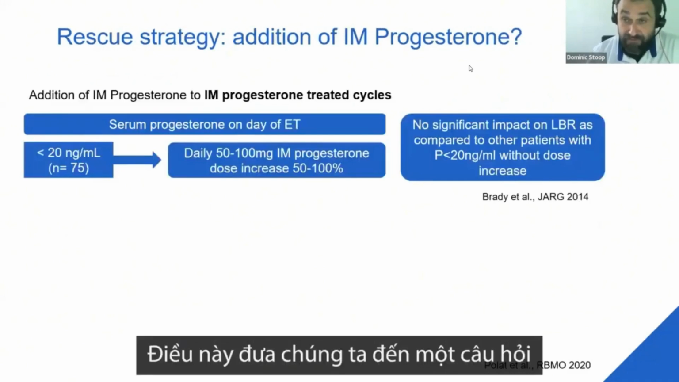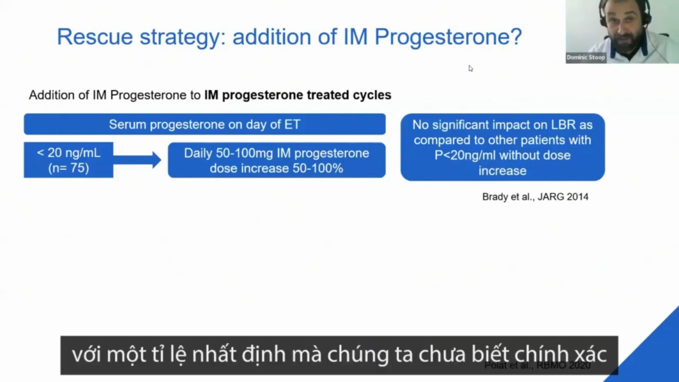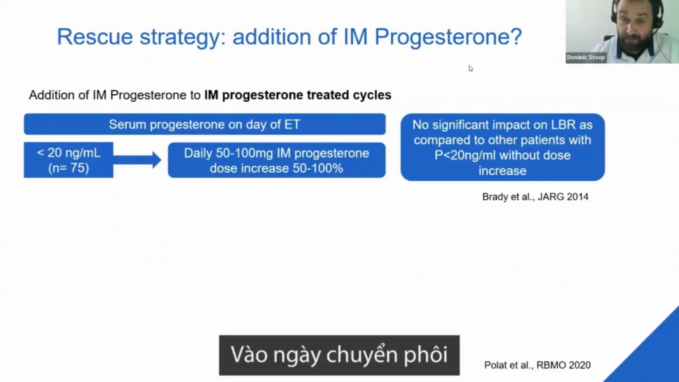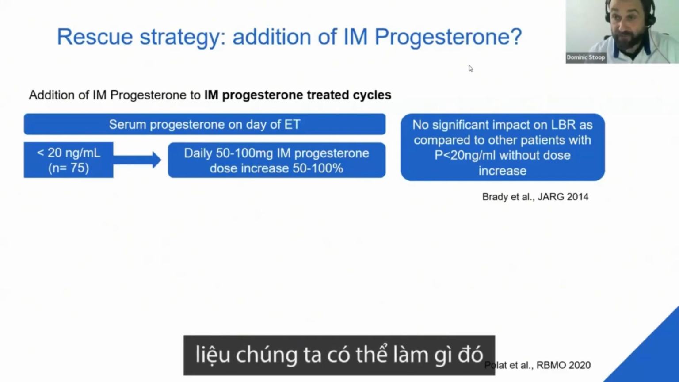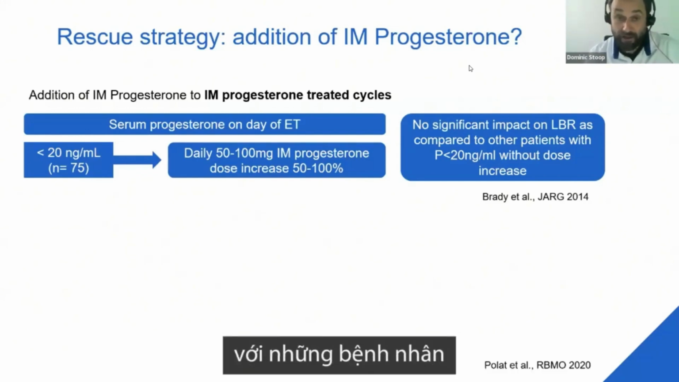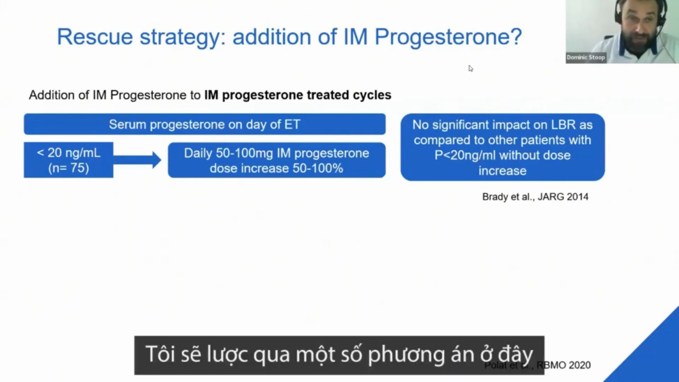And this brings us, of course, to the question, what can we do about it? If we see that some of our patients, a certain percentage, we don't know exactly how many, are too low in progesterone, can we rescue them? Can we, on the day of transfer, give something more in order to give them the same chances as those with a progesterone value above the threshold? I'll go over some of them.